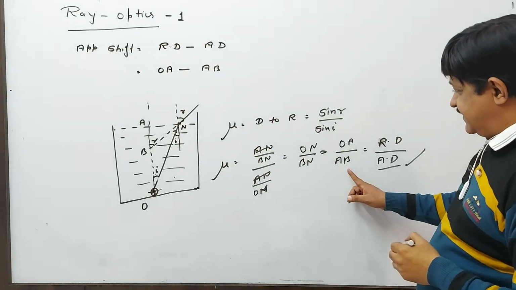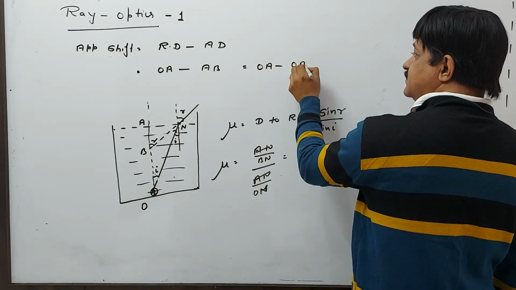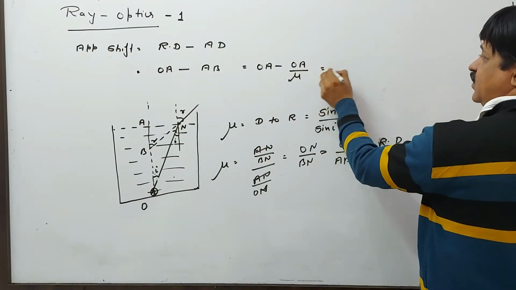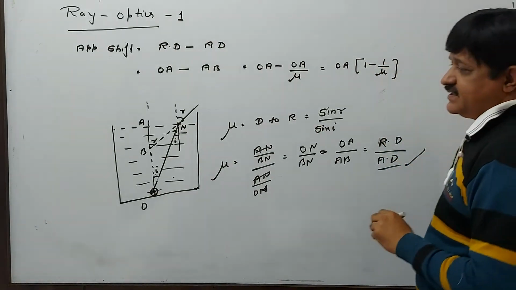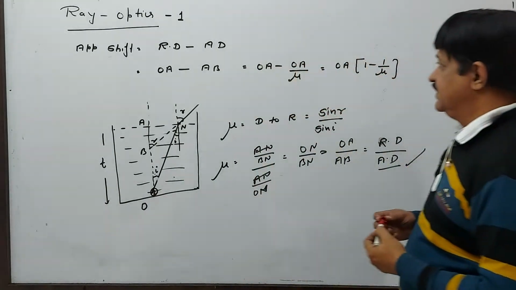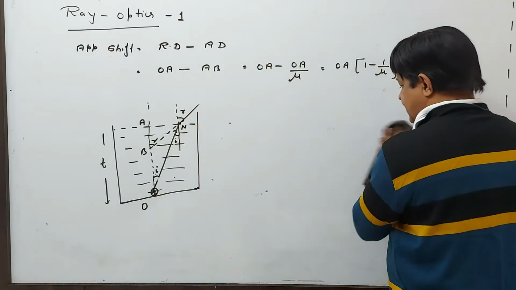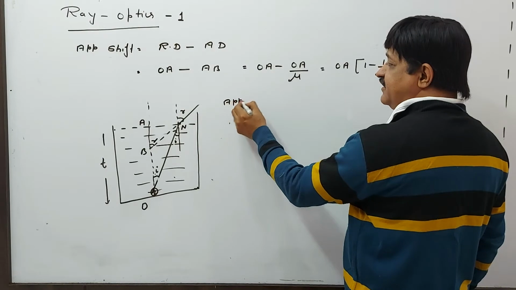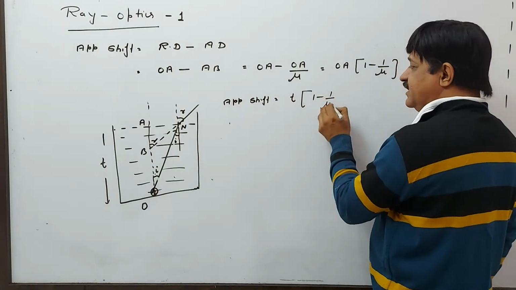AB can be written as OA upon mu. OA you can take out, 1 minus 1 upon mu. This is apparent depth. Now by the way, we generally denote this by T whenever we have this quantity. Whenever apparent shift is asked, you can directly write that apparent shift is equal to T into 1 minus 1 upon mu.